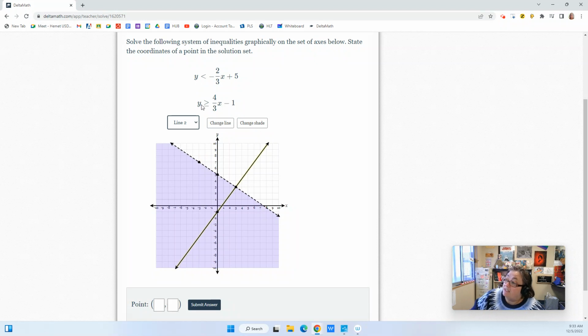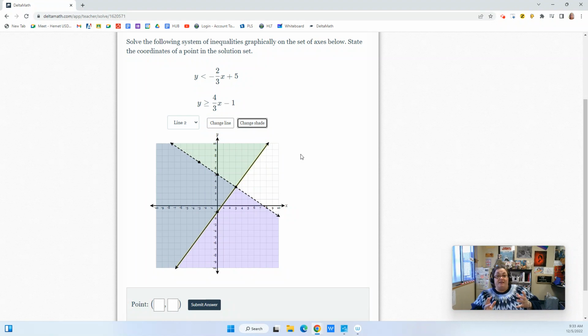Now look at this. This is greater than. That means our y's are getting bigger with every x, right? So it's going to be this part. If they gave me the other one and I hit change shade, it's going to do the less than. But we want it to be greater than.